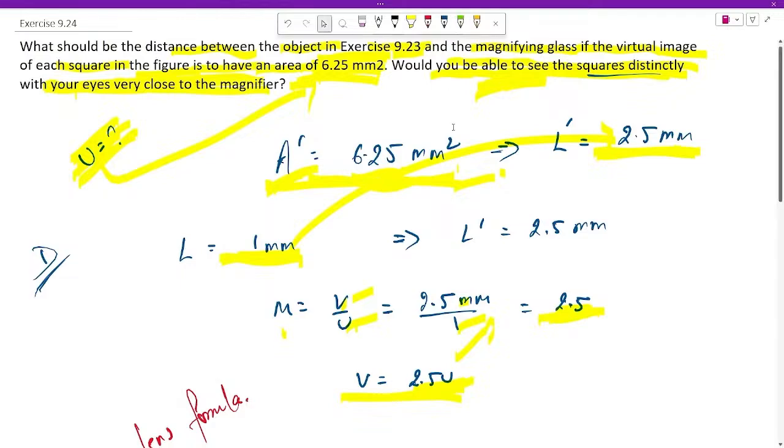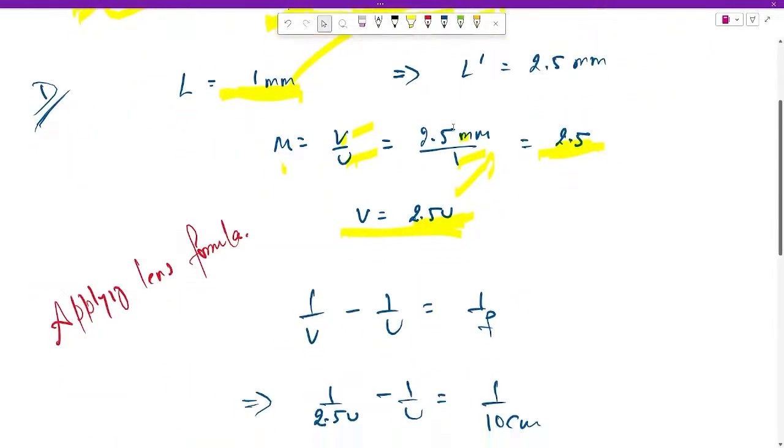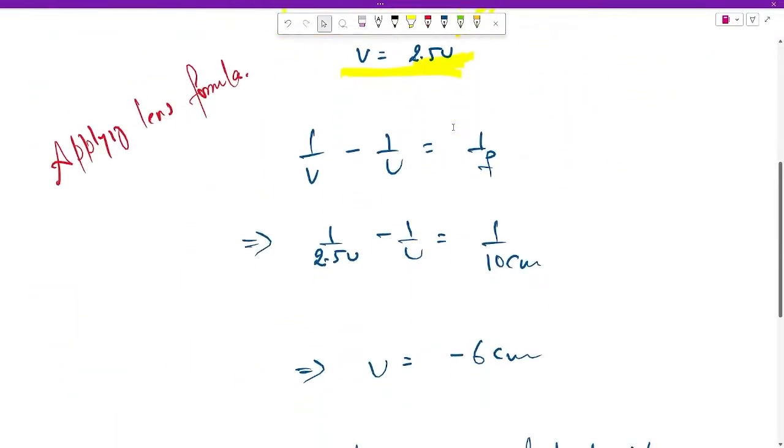So let's use the lens equation to find out the value of U first. 1 by V minus 1 by U would be equal to 1 by F. Now V in terms of U is 2.5 U, 1 by U is as it is, and 1 by F would be equal to 1 by 10. Now the value of U calculated is minus 6 centimeter. That is, the object should be 6 centimeter away from the objective or the magnifier.